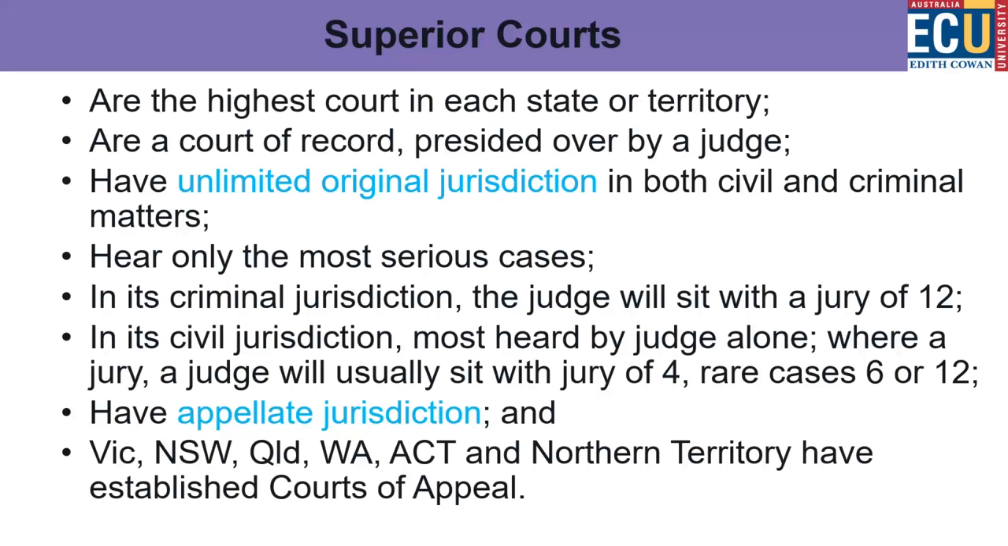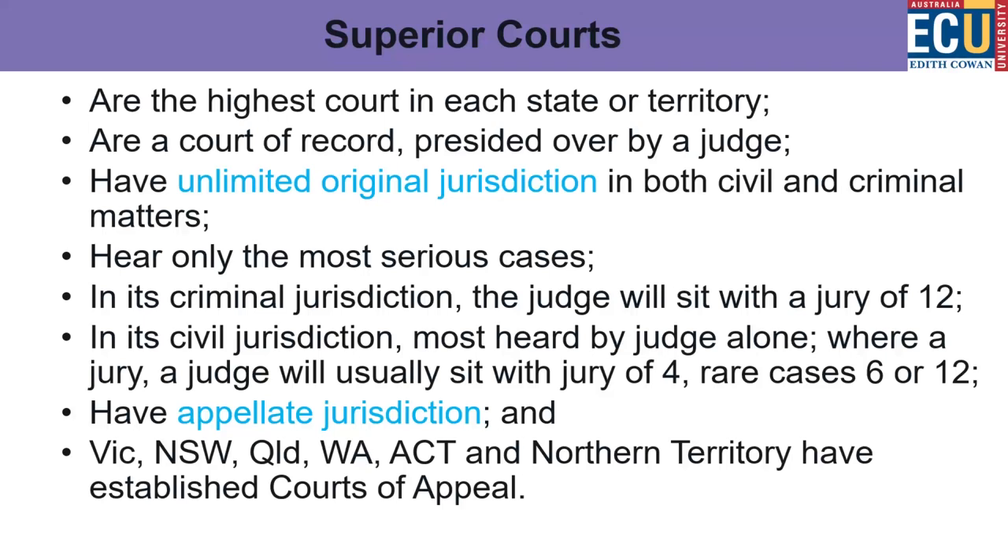In Western Australia, we have the Supreme Court of Western Australia. In New South Wales, they have their own Supreme Court of New South Wales, Supreme Court of Tasmania, etc. Northern Territory and ACT, these are the two territories. They also have their Supreme Court.